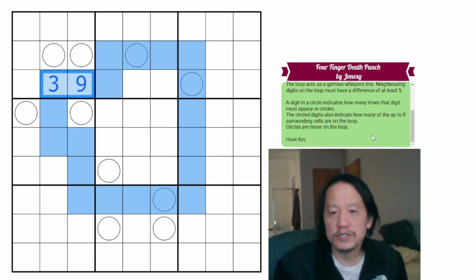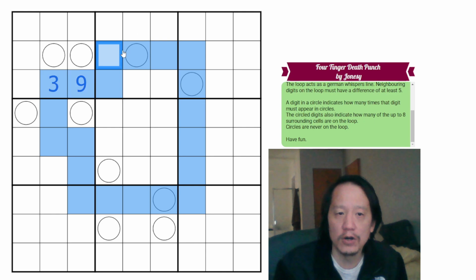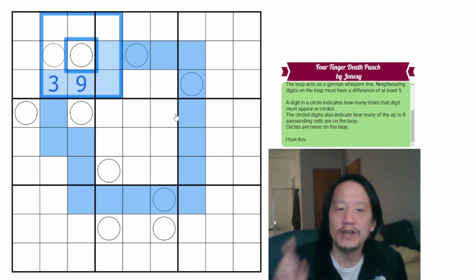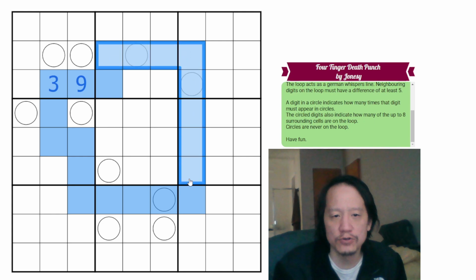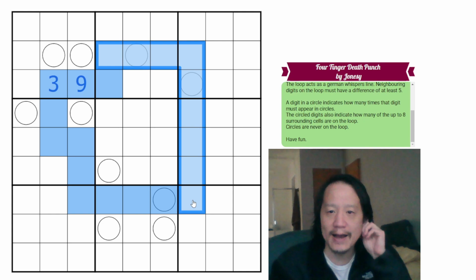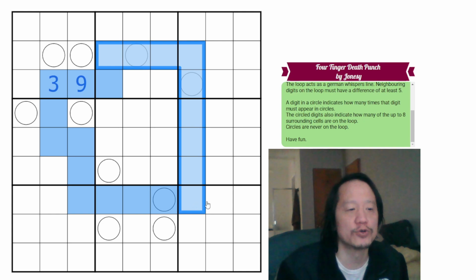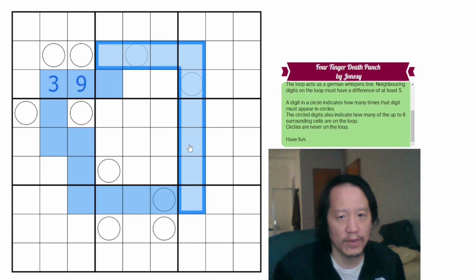Okay, a digit in a circle indicates how many times that digit must appear in circles. A circle digit also indicates how many of the up to 8 surrounding cells are on the loop. Circles are never on the loop. So this loop doesn't work because you have circles in the loop. Circles cannot be on the loop. So circles are never on the loop.